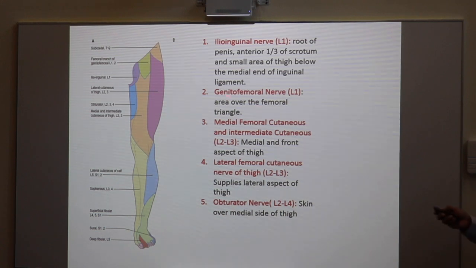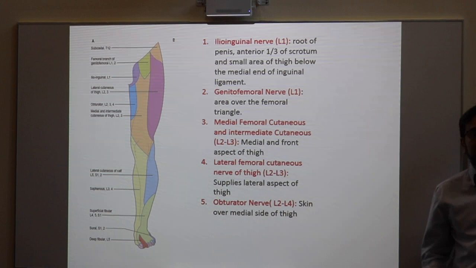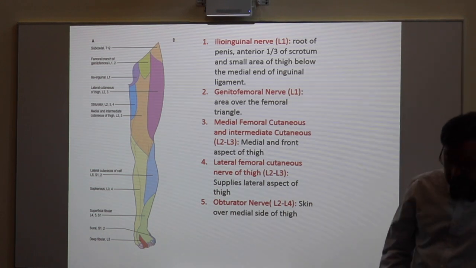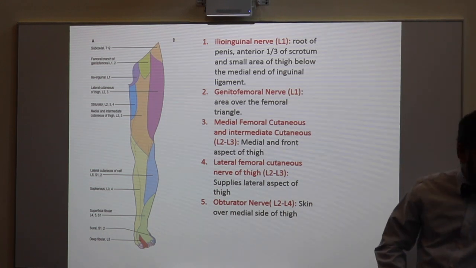The second one is the femoral branch of the genitofemoral nerve, which is going to supply the skin area over the femoral triangle. It also has a root value of L1. So the femoral part of the genitofemoral nerve supplies the skin area over the femoral triangle. People would ask, what is the femoral triangle? If you flex your thigh, you will feel a depression here on the medial aspect. That is formed by a triangle, which is the femoral triangle.